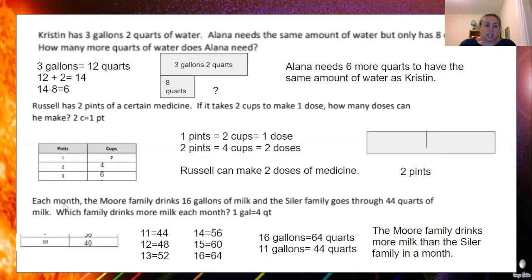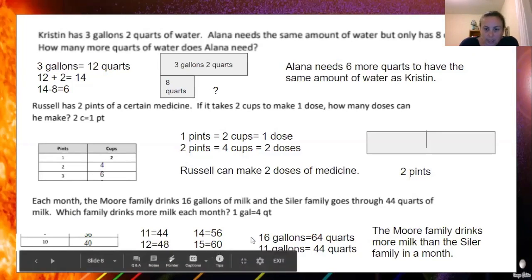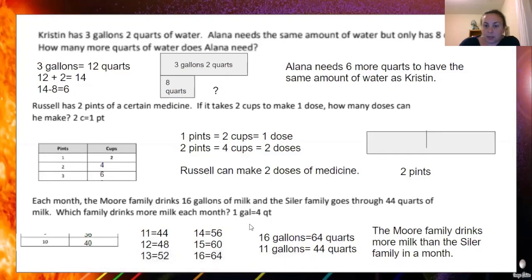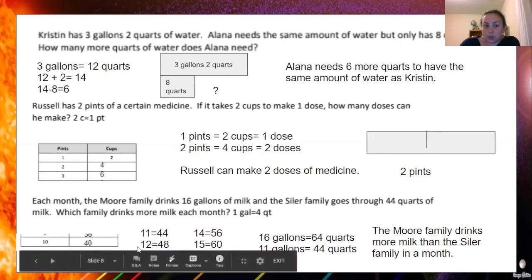And then each month the Moore family drinks 16 gallons of milk. So we see that 16 gallons is equal to 64 quarts. And then 11 gallons is the same as 44 quarts. So we continue the table. So the table stopped at 10. I kept the table going over here.